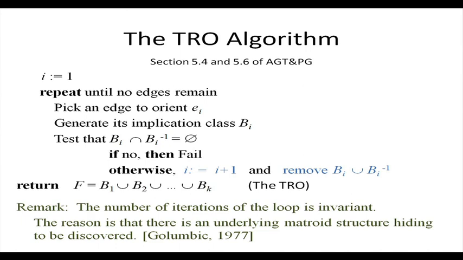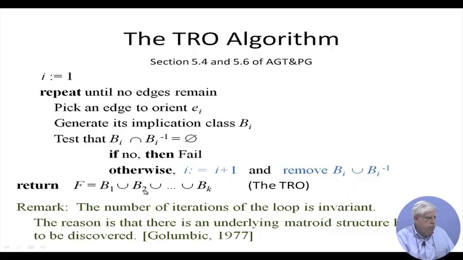Otherwise, I increase the counter. I remove the edges. This is crucial. I remove the edges that I've painted or oriented, and I continue my loop again. Take another edge, generate its implication class, test it, remove it, and so on. This iterative process goes on and on. At the end, I'll put them all together, my oriented edges from the first iteration, second, and so on, call that F, and that will be my transitive orientation.